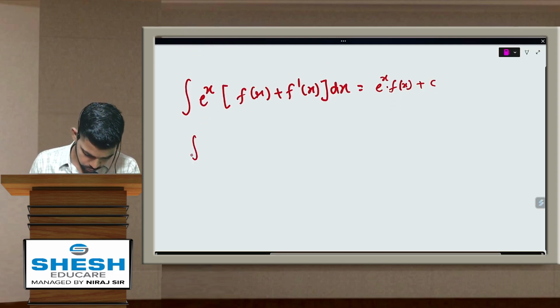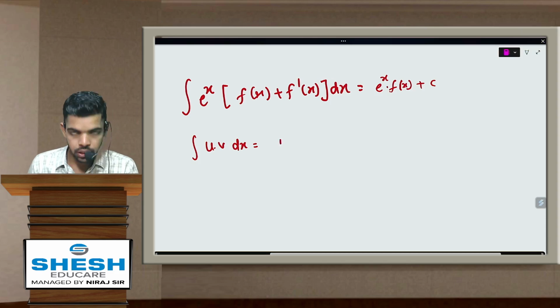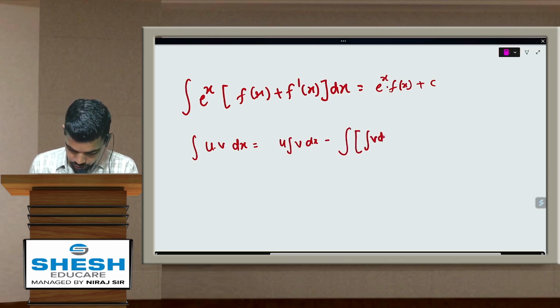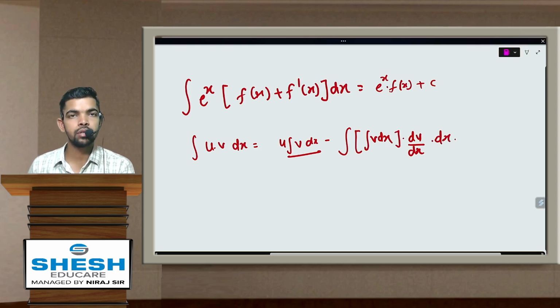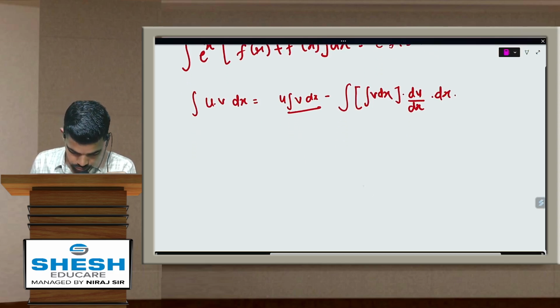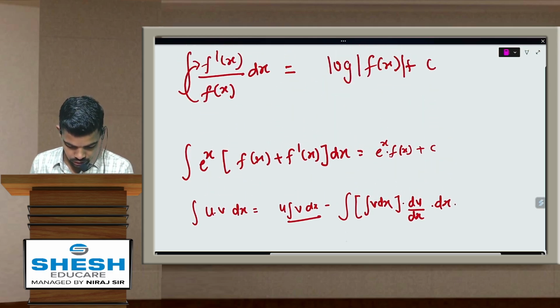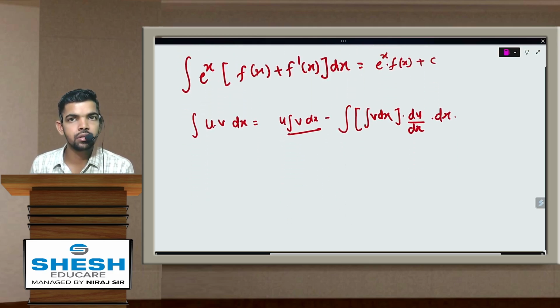Now you have the integration of u into v rule. Integration of uv dx is u into integration of v dx, minus integration of, and again the integration of v dx, this same answer we will write here, into the derivative of u, and then we have the whole dx. Okay, we'll do an example for this. So this was e raised to x into f of x plus f dash of x, and the u into v rule.